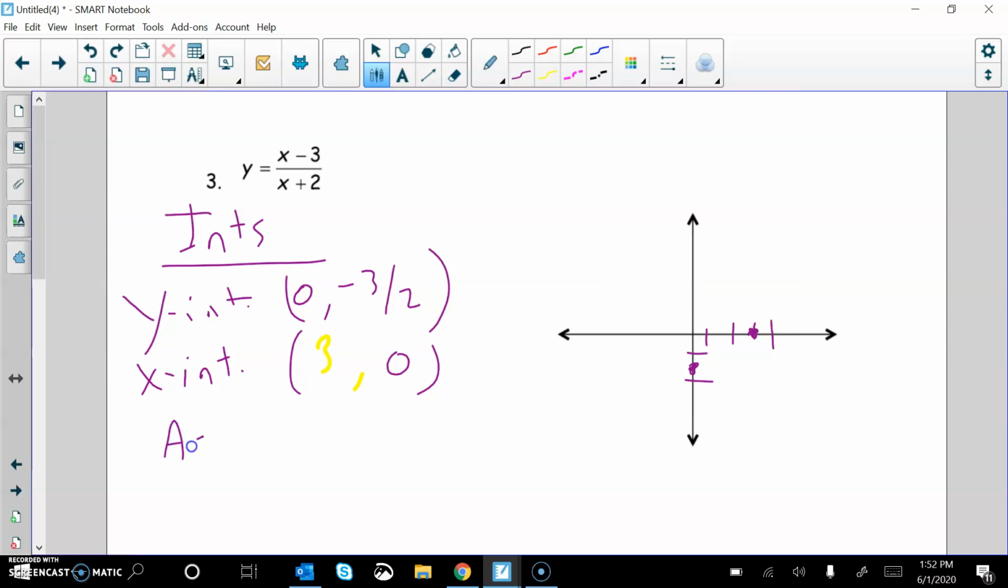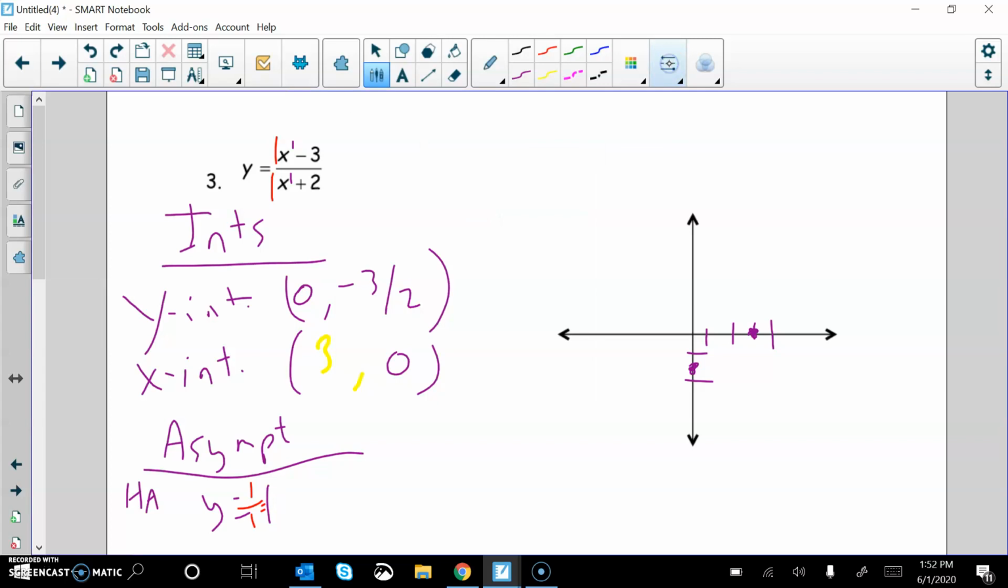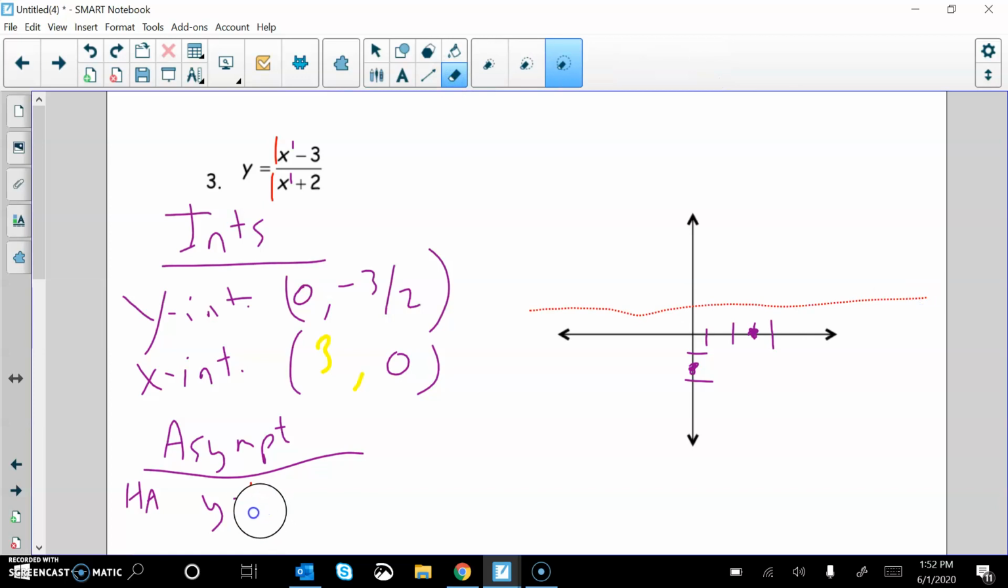All right, asymptotes. Horizontal asymptote, let's do that one real quick. It's going to be at the line y equal to 1. The numerator has a degree of 1, the denominator has a degree of 1. When they have the same degree, you take the ratio of the leading coefficients. So 1 over 1, which is just 1. So horizontal asymptote at the line y equal to 1. Clean this up just a little bit.